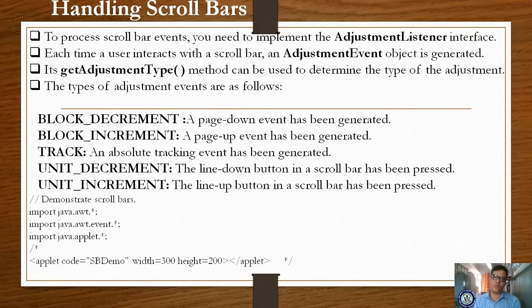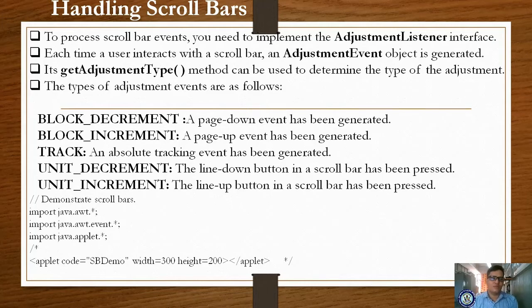For your scroll bars, it is the AdjustmentListener interface. You are supposed to implement the AdjustmentListener interface. Each time a user interacts with a scroll bar, an AdjustmentEvent object is generated. When you are adjusting your scroll bar, an AdjustmentEvent object is generated. Its getAdjustmentType method can be used to determine the type of adjustment.